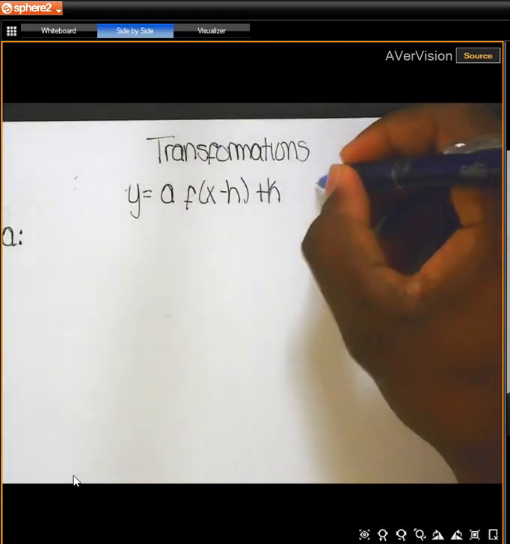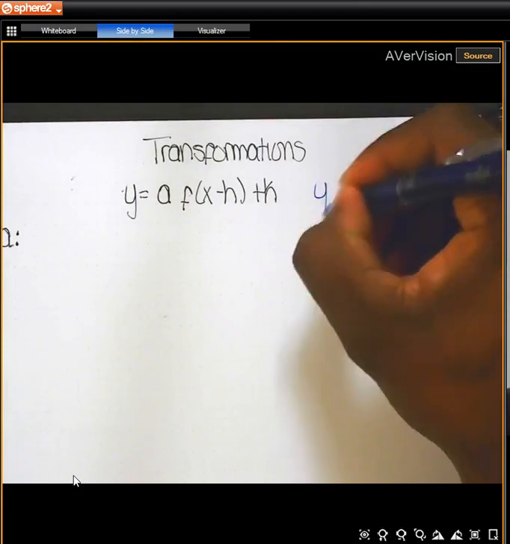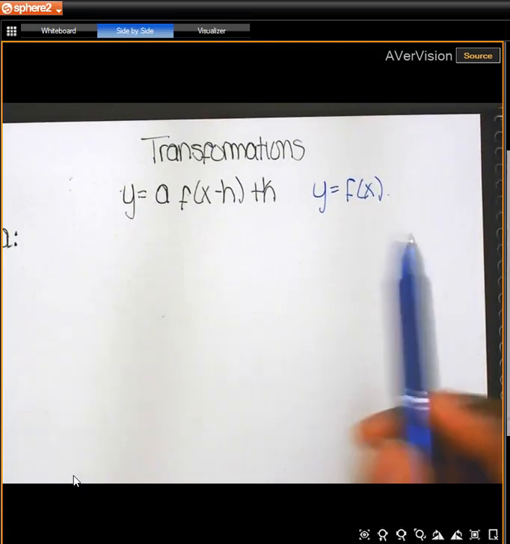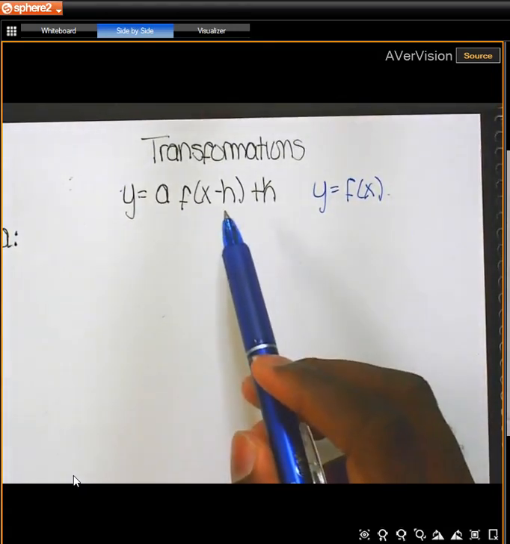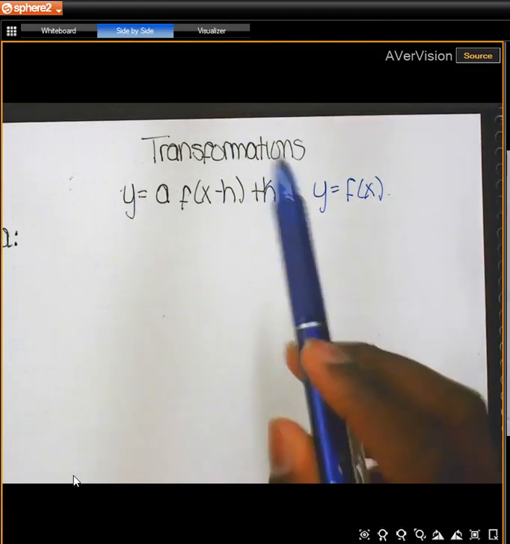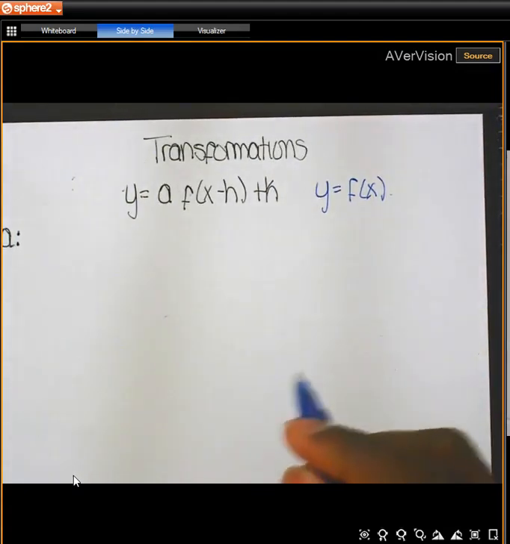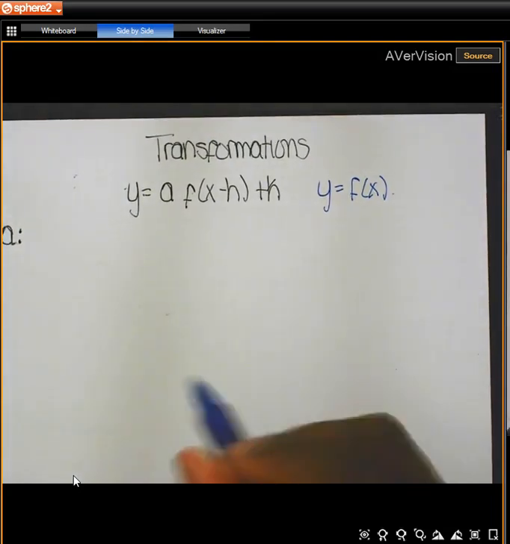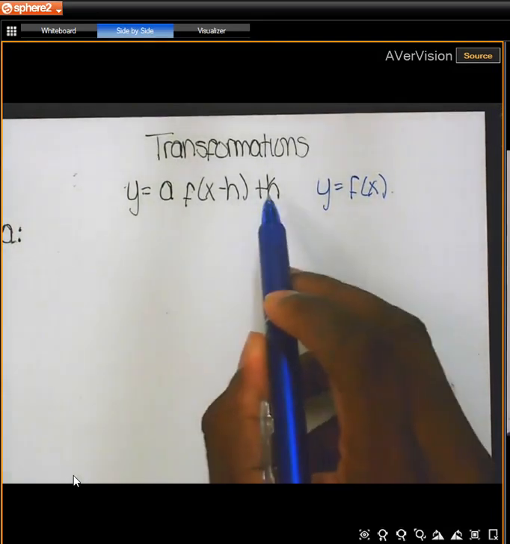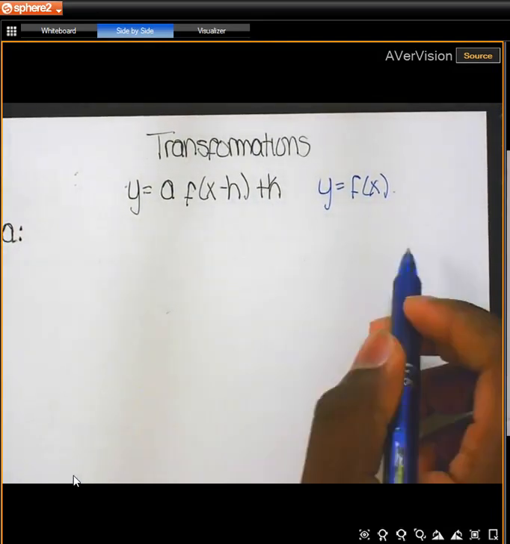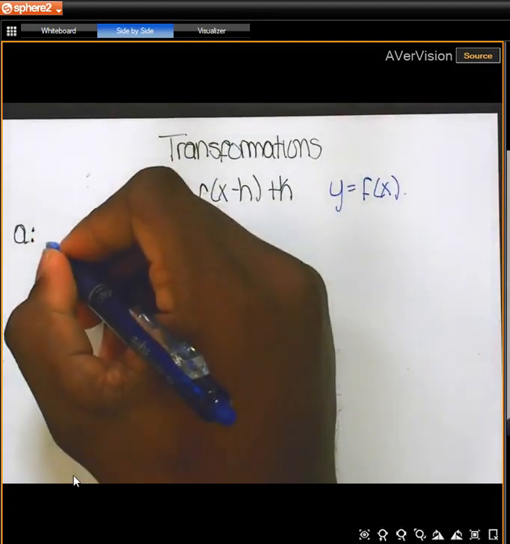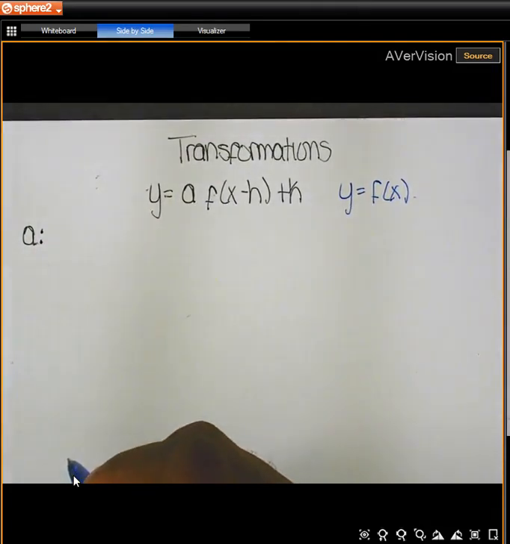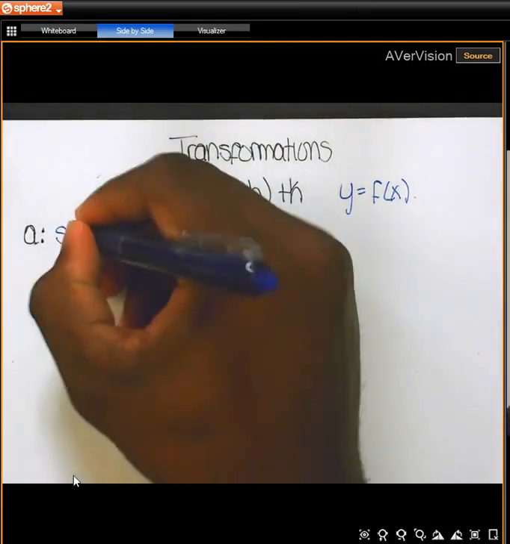When we talk about transformations, we're looking at a parent function f of x, and we're changing it in different directions. So we can be changing it by moving it left or right, up or down, stretching or compressing, and reflecting. Those are all the different types of transformations we have. And each of these variables has a different effect on the parent function. Do you remember what A does? Yeah, so A controls stretching and compression.